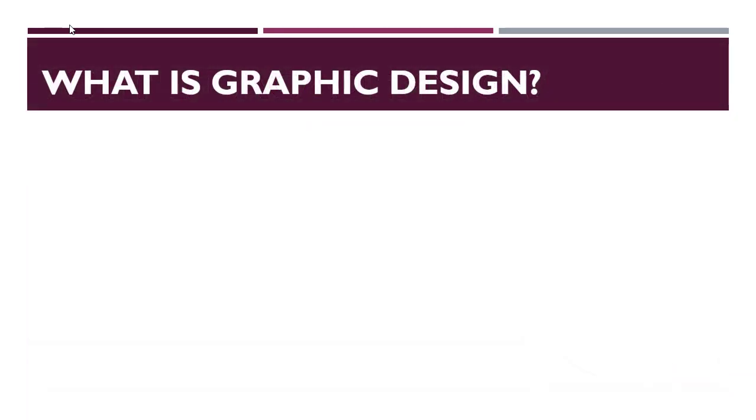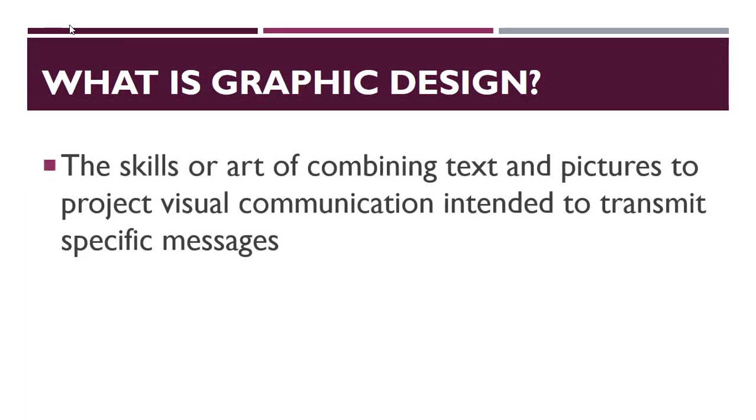When you talk of graphic design, one definition is that it is the skill or act of combining text and pictures to project a visual communication intended to transmit specific messages. So graphic design is a skill, and it's also an act, and it uses text and pictures. It is a combination of text and pictures in projecting visual communication.